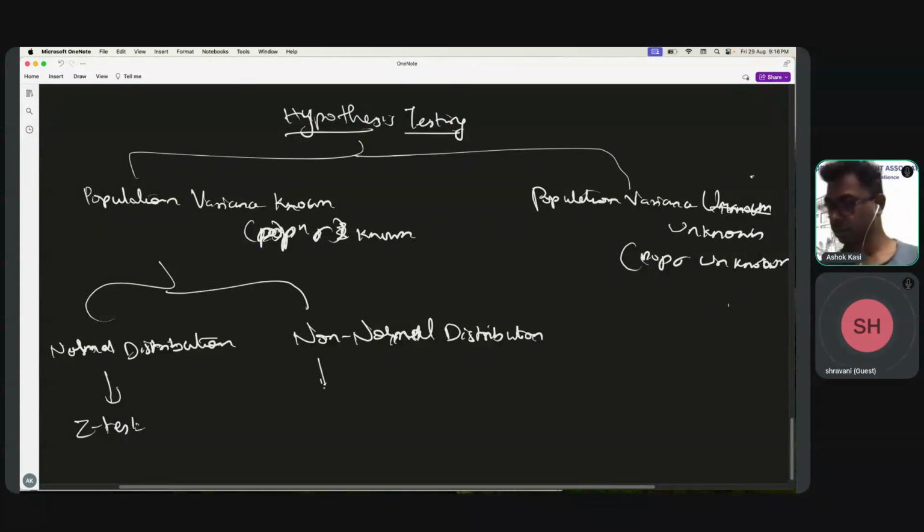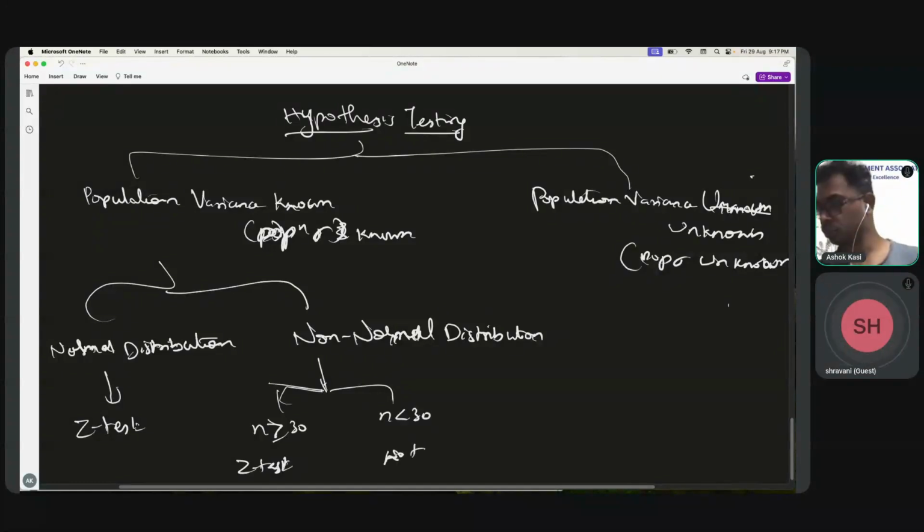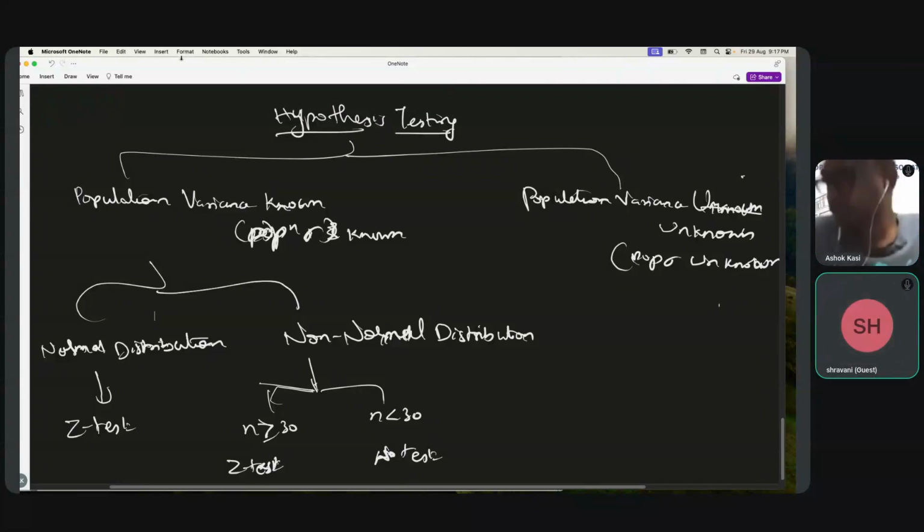Then based on this, we will conclude whether the hypothesis is correct or not. So now non-normal distribution can be categorized into two parts. If n is greater than or equal to 30, the research has proved that you should have minimum 30 observations if you are doing any research. If it is more than 30, then you should go for z-test. If it is lower than 30, then no test you should do. No test. Fine, okay.